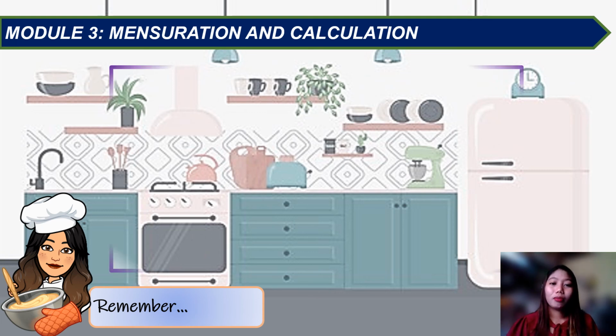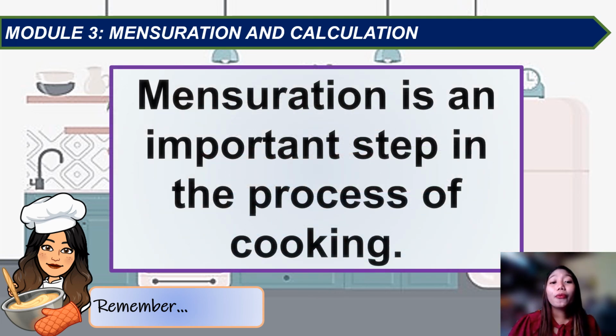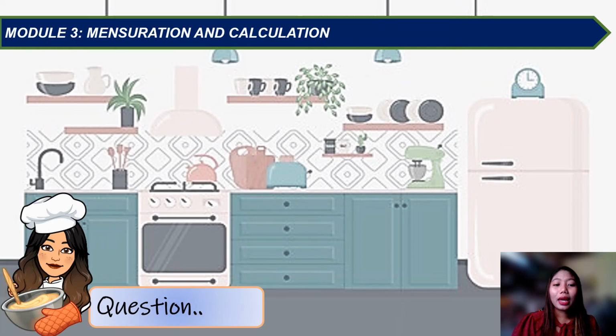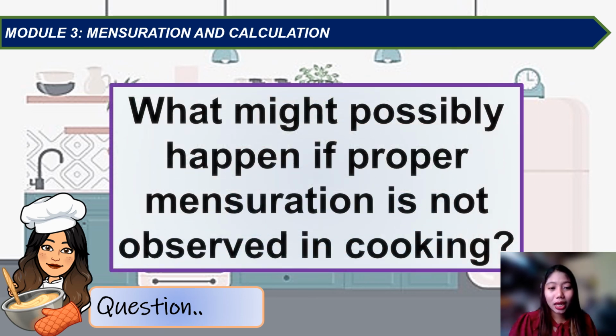And remember, before we end this video lesson, mensuration is an important step in the process of cooking. So we will not achieve that successful cooking, perfectly cooked food if we do not measure our ingredients, especially properly. Ayan. So mensuration is an important step in the process of cooking. Remember that. And before I end, let me leave you this question, and you will share to me your answers on our Gmeet. And the question is, what might possibly happen if proper mensuration is not observed in cooking?